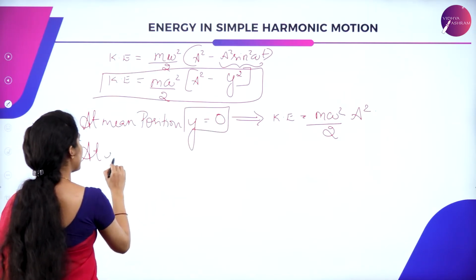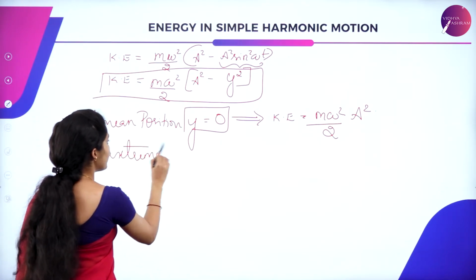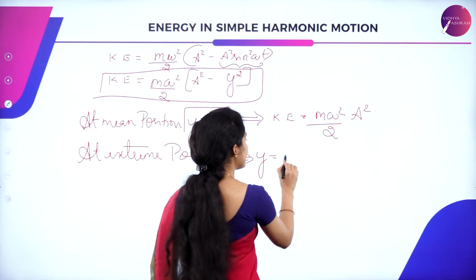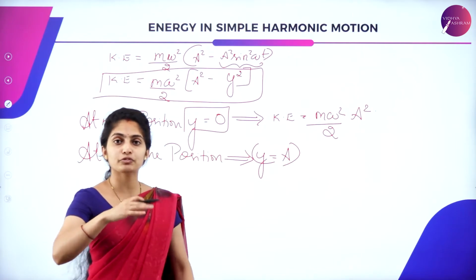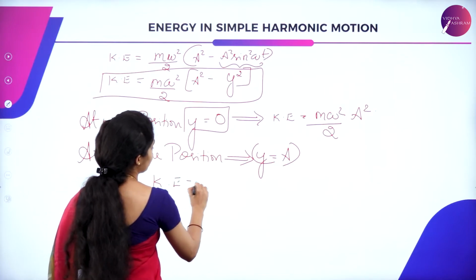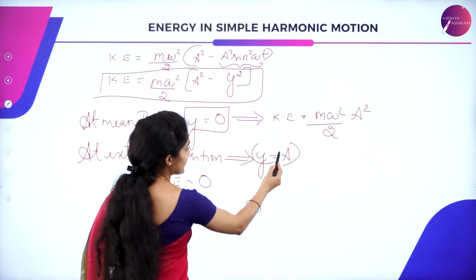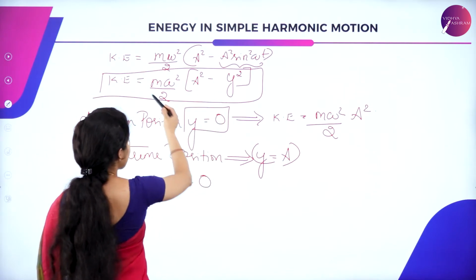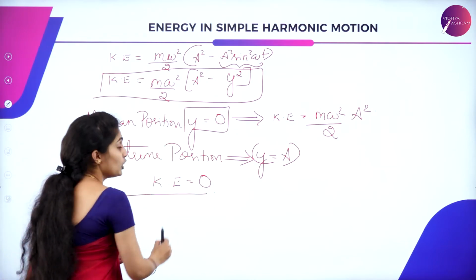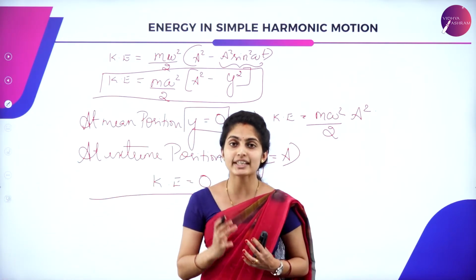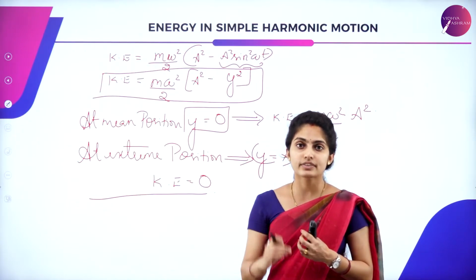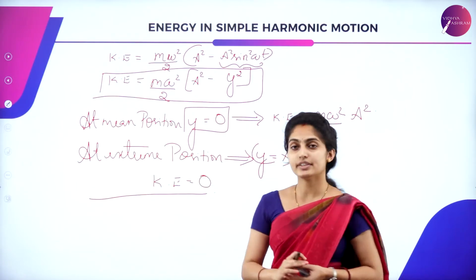Case 2 is at extreme position. We don't have any kinetic energy, because y will be equal to the amplitude, that is the amplitude of the oscillations will be at its highest. So at this position our kinetic energy will become 0. That is because y is replaced by a, wherein a square minus a square gets cancelled, so it becomes 0. 0 into something is always 0, so kinetic energy is 0. So that is all about the kinetic energy equation, that is, the particle executing SHM has got certain kinetic energy which is expressed in this form.